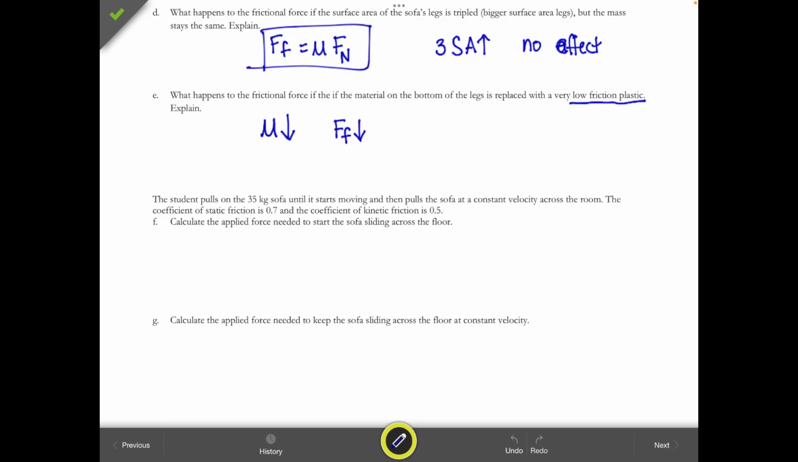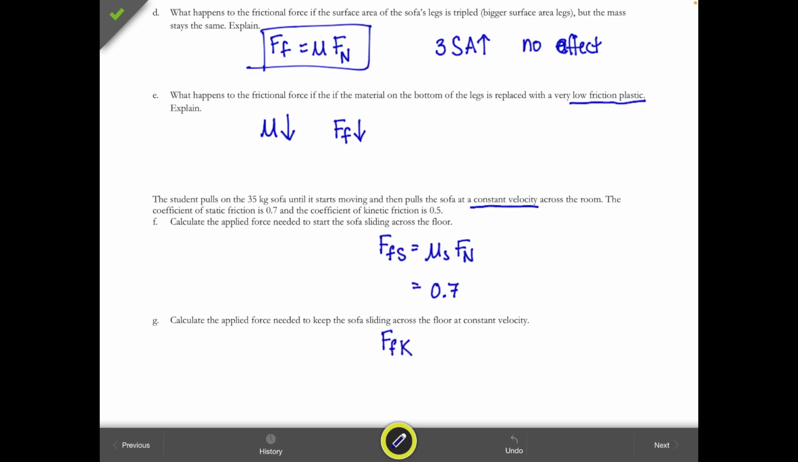The student pulls on the 35 kilogram sofa until it starts to move. It moves at constant velocity across the room. It gives us two coefficients of friction and asks to find applied forces. Well, at the beginning, this applied force to start the sofa sliding, that's going to be using our static friction coefficient. Because it has not yet started sliding, it is still static. So when I solve this, I'm going to put in a 0.7 for mu.